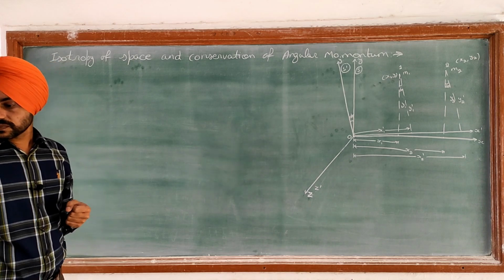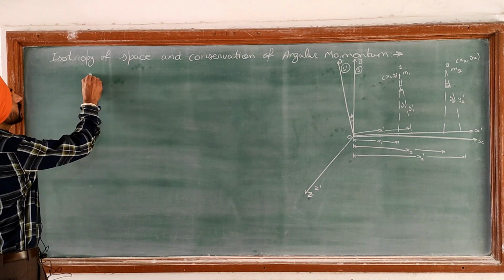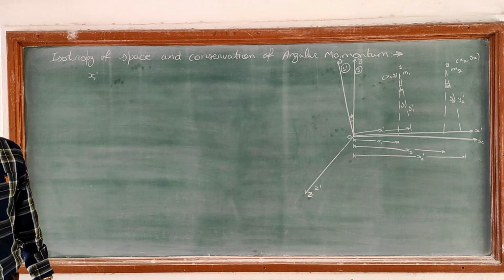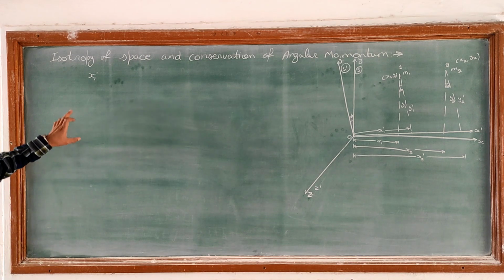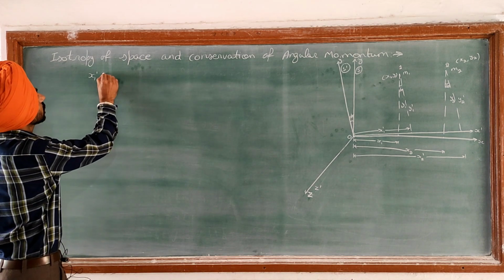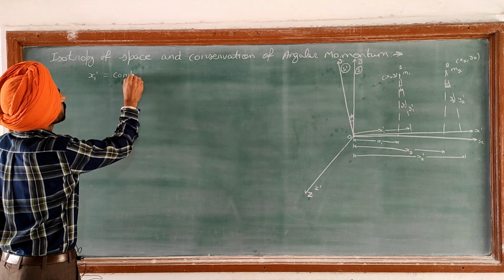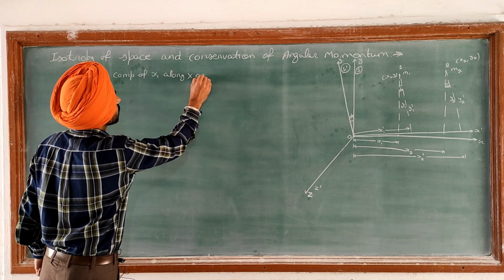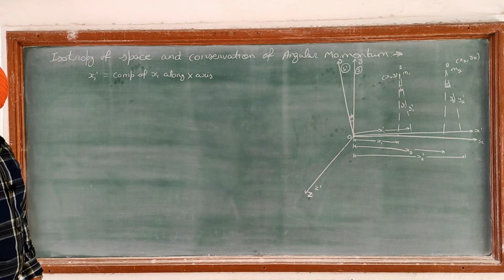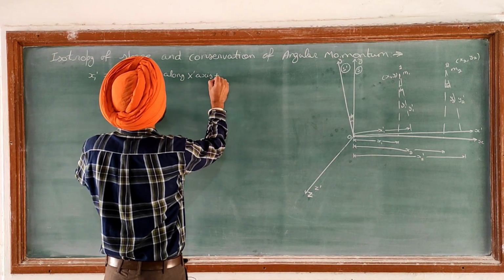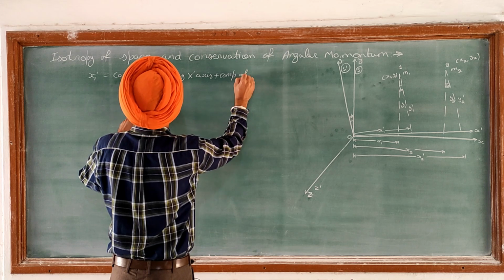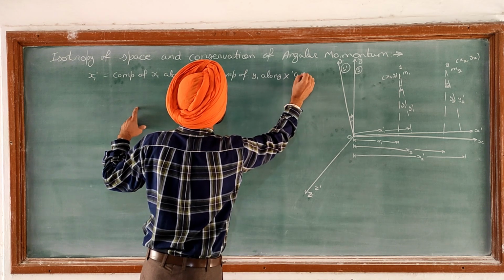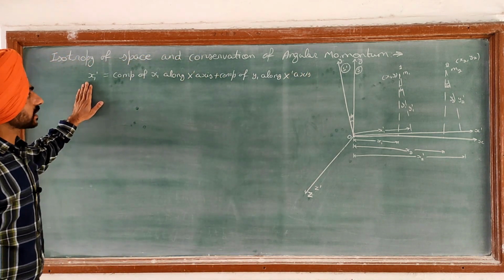So we will start first with x1 prime. x1 prime is the position coordinate of particle 1 in the S prime frame of reference along the x prime axis. So it can be obtained: x1 prime equals the component of x1 along the x prime axis plus the component of y1 along the x prime axis. So this will give us a relation between primed quantities and unprimed quantities.